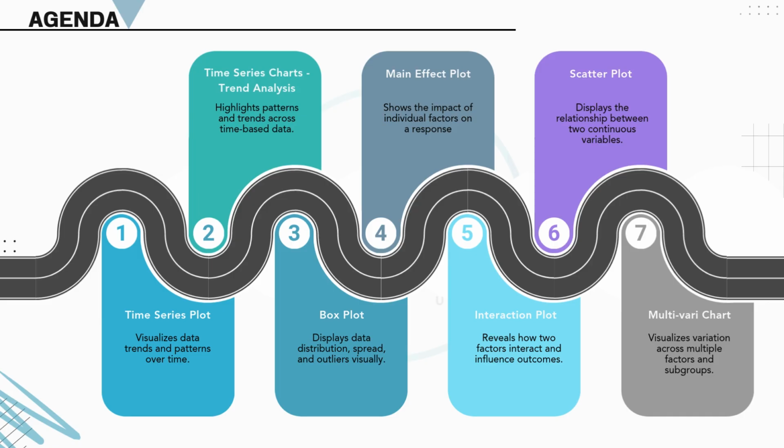Scatter plot. A scatter plot is used to display the relationship between 2 continuous variables. It helps us assess correlation and whether a potential cause and effect relationship exists. Multivariate chart. Finally, we'll look at multivariate charts, which visualize variation across multiple factors and subgroups. It's ideal for identifying sources of variability in complex processes.